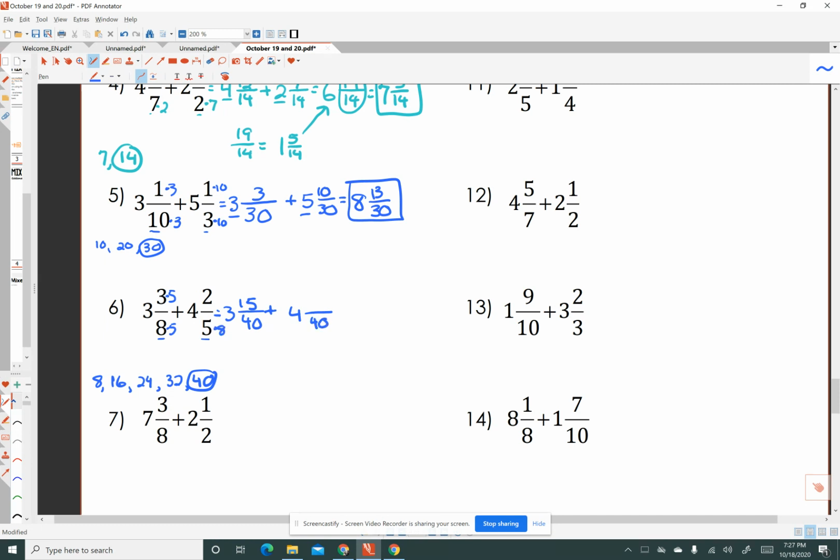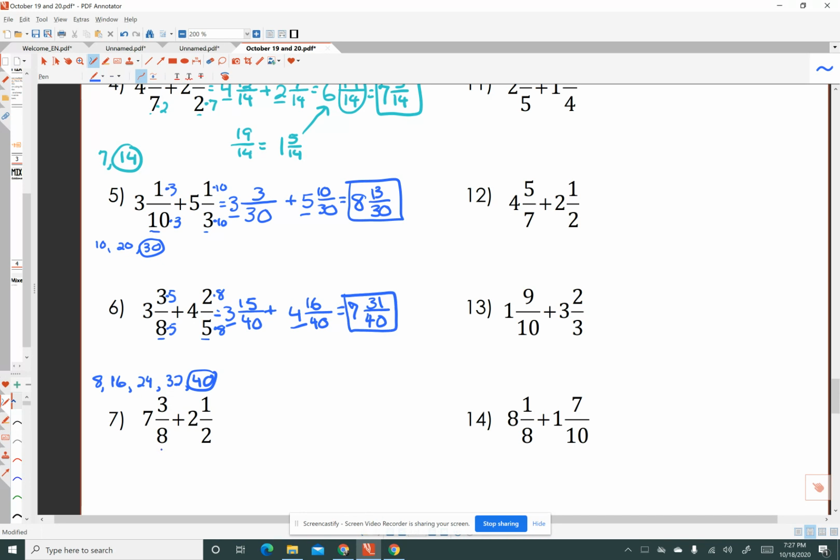5 times 8 is 40. 2 times 8 is 16. We'll add the whole numbers first. 3 plus 4 is 7. And 15 plus 16 is 31. And that is a final answer. We cannot simplify that. 7 and 31/40.